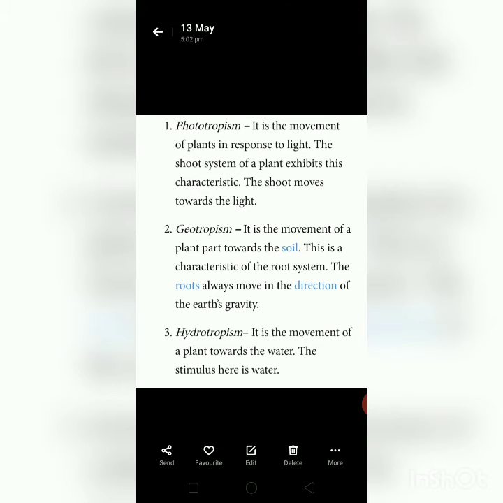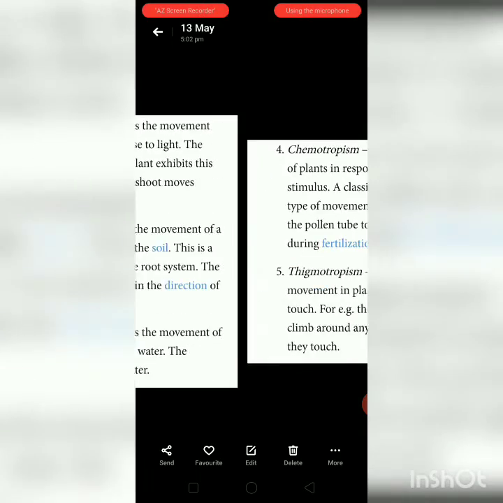Hydrotropism. It is the movement of a plant towards water. The stimulus here is water. Hydro means water, so hydrotropism means parts of a plant go towards the water, in the direction where the water is present. That is called hydrotropism.